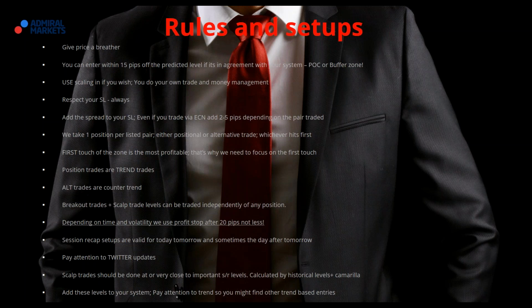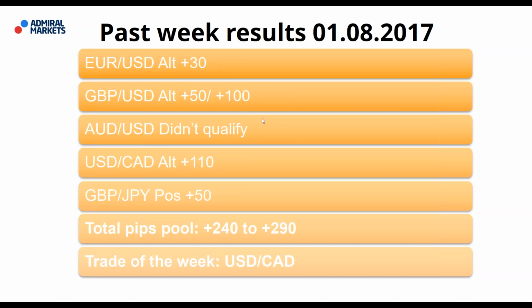Have in mind that scalp trades should be done at or very close to important support resistance levels. All those trades are calculated by historical levels and Camarilla. Add these levels to your system. Pay attention to trends, so you might find also other trend-based entries. And the term pips pool is the maximum available number of pips you could have made on recap entries.